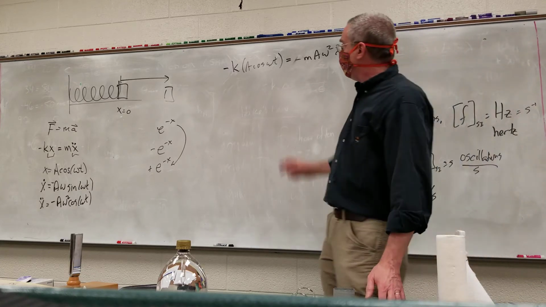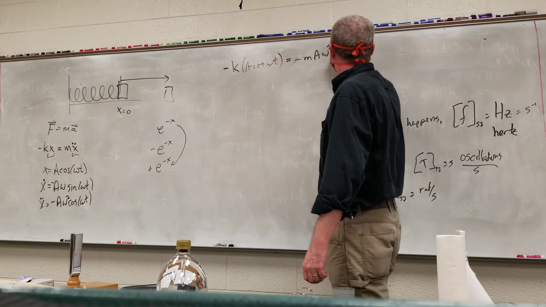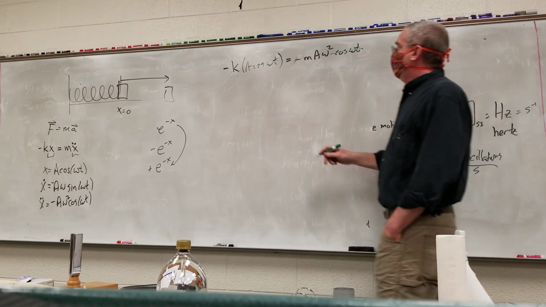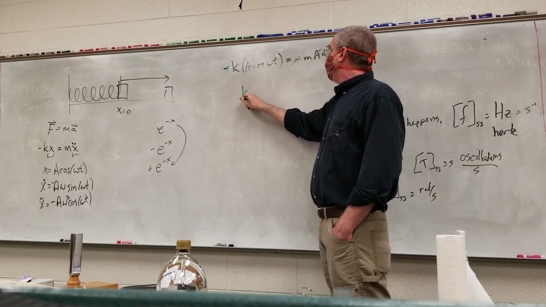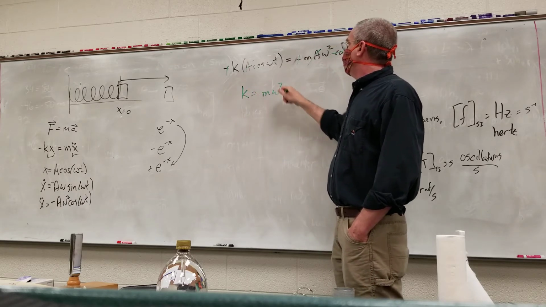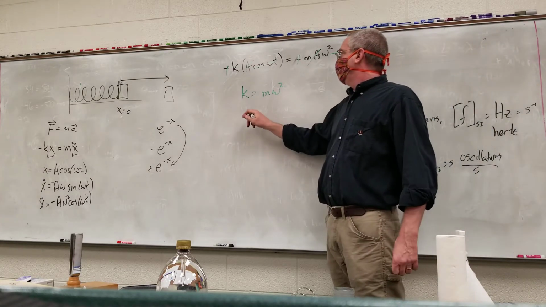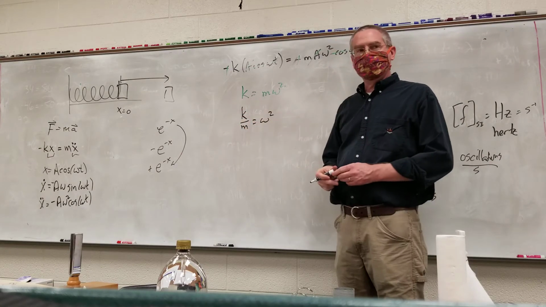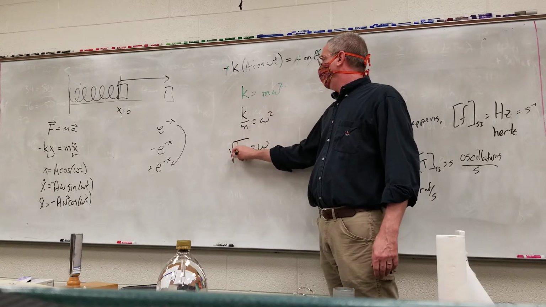Now let's cancel stuff out. If these two are indeed equal to each other, then it should not matter what the time is, so the coefficients up front need to be equal to each other. My negative signs go away. Matter of fact, a goes away. What I'm left with is that k is equal to m omega squared. And so k over m equals omega squared. And so omega is the square root of k over m.